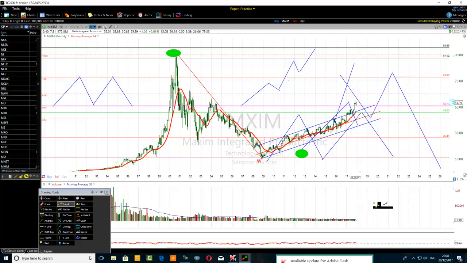All right. It is not an ABCDE. It is not a flat correction. It is not a zigzag. It is not a combination. It is just a consolidation. But a normal consolidation is also a correction.